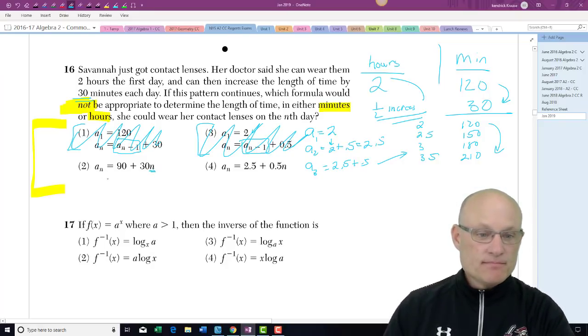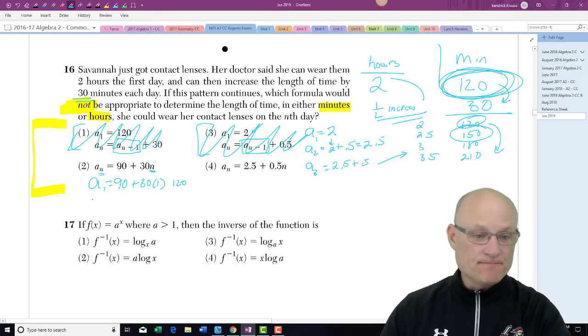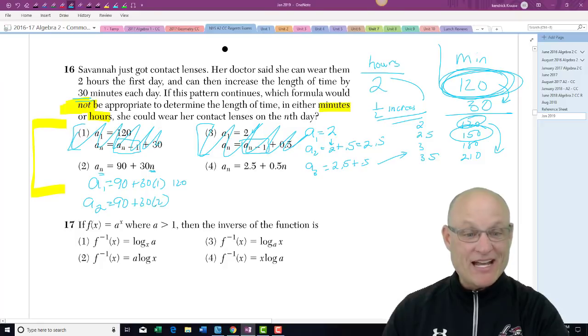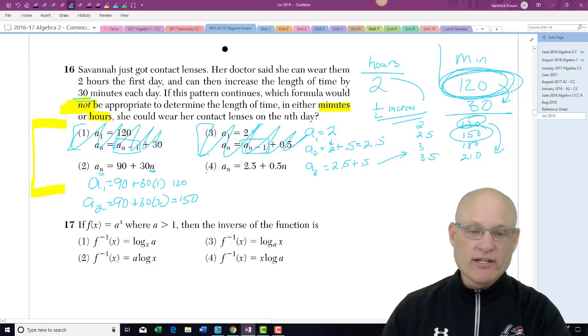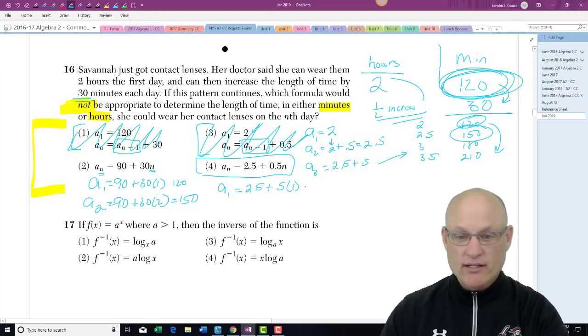So A sub 1 should be 120. So I'm going to do 90 plus 30 times 1. That's 120. A sub 2 should be 150. So A sub 2 is equal to 90 plus 30 times 2. So it's 90 plus 60. That's 150. And I think you're going to see that this is going to work. Here's the one that doesn't work. If I took A sub 1 and I go, okay, it's 2.5 plus 0.5 times 1, that's equal to 3. That means A sub 1 is equal to 3.